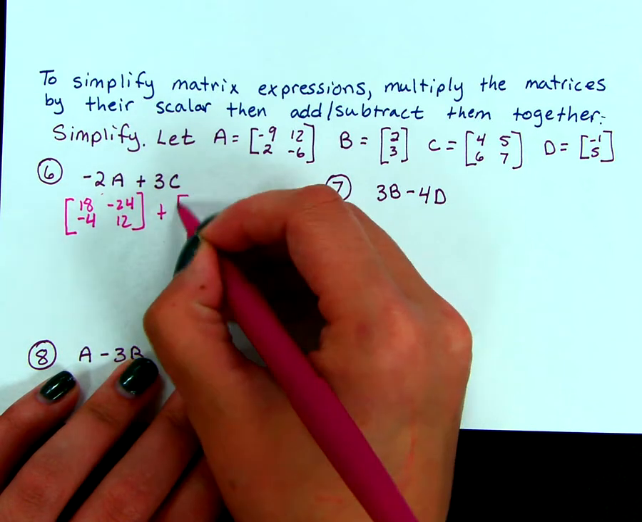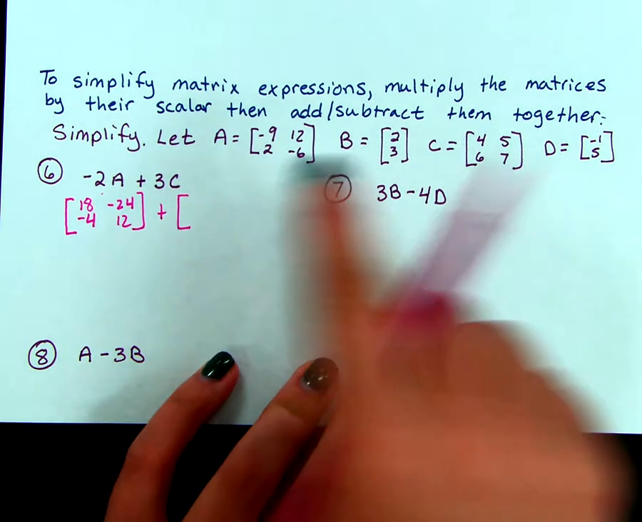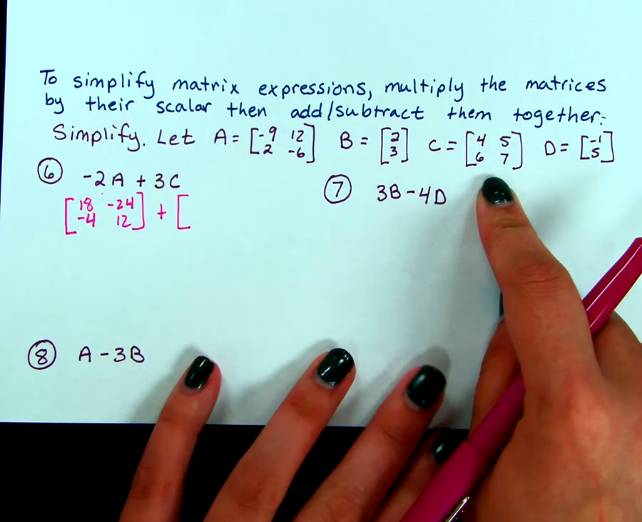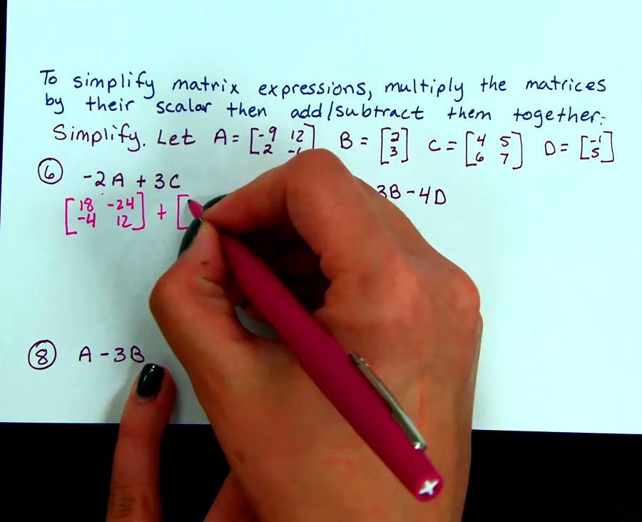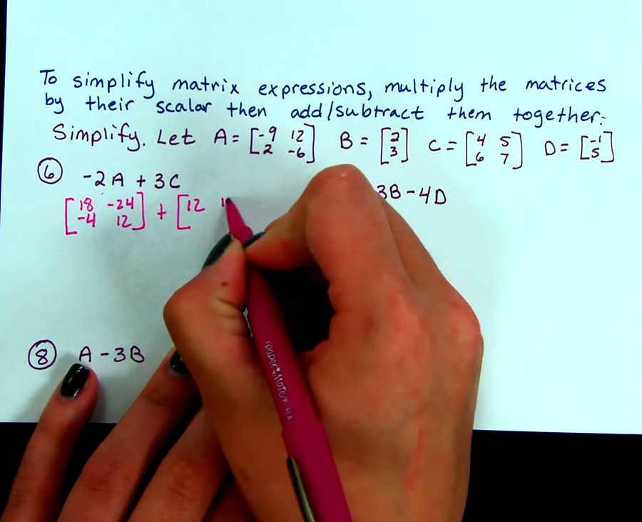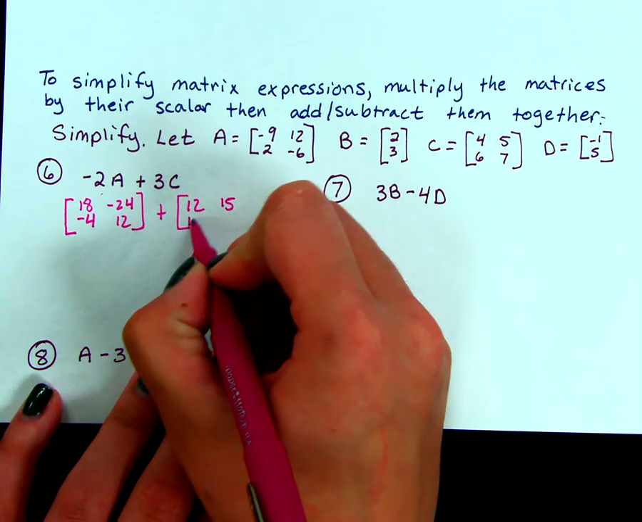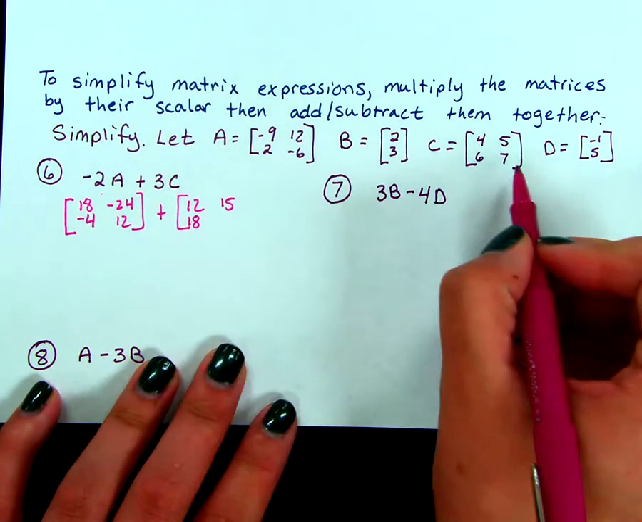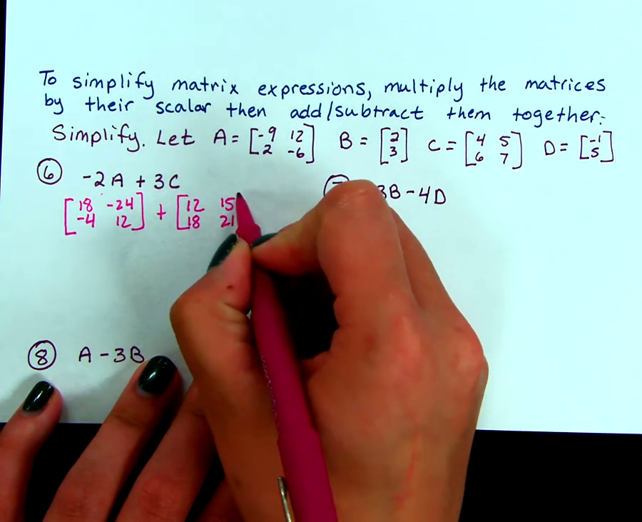And we're going to add that to 3 times matrix C. So we're going to take 3 times our C matrix. So 3 times 4 is 12. 3 times 5 is 15. 3 times 6 is 18. And 3 times 7 is 21.